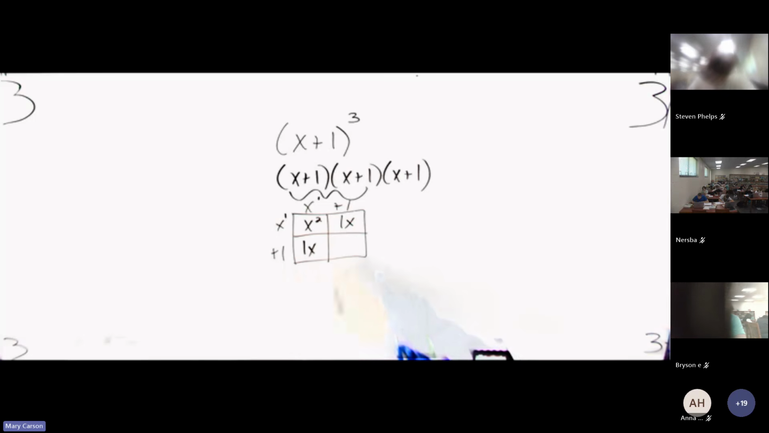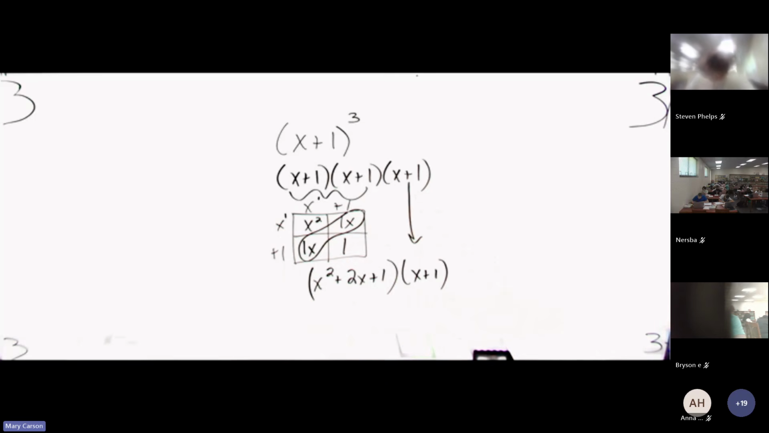And then you have your 1 times 1, which is going to be 1. Again, your diagonals are always going to be your like terms. So you end up with x squared plus 2x, because a 1x plus a 1x gives you 2x, plus 1. And then remember, you've got to bring down your other term here that we have to multiply it by.